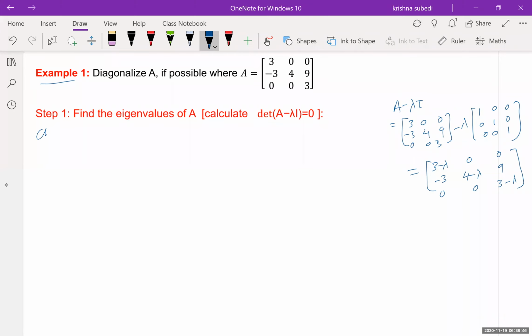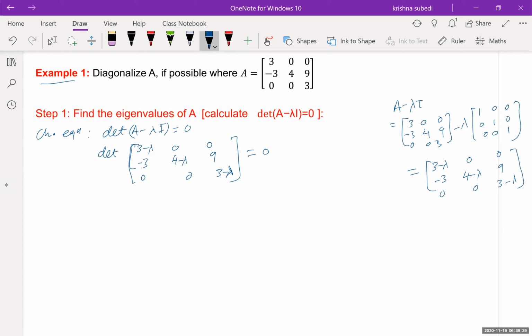So the characteristic equation, I simply write CH for characteristic. In short, the characteristic equation is the determinant of A minus lambda I equals 0, which means the determinant of this matrix, 3 minus lambda, 0, 0, negative 3, 4 minus lambda, 9, 0, 0, 3 minus lambda, equals 0. Now we need to find the determinant of this.